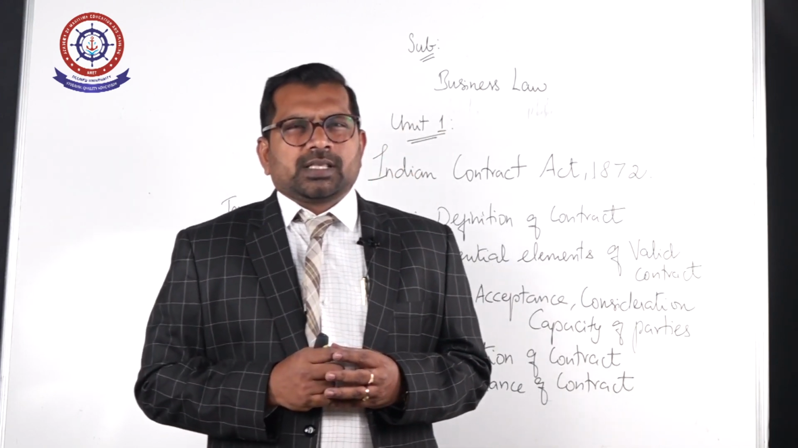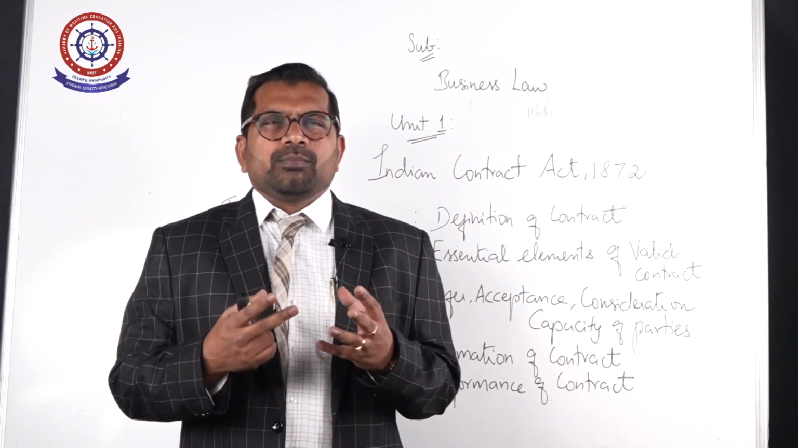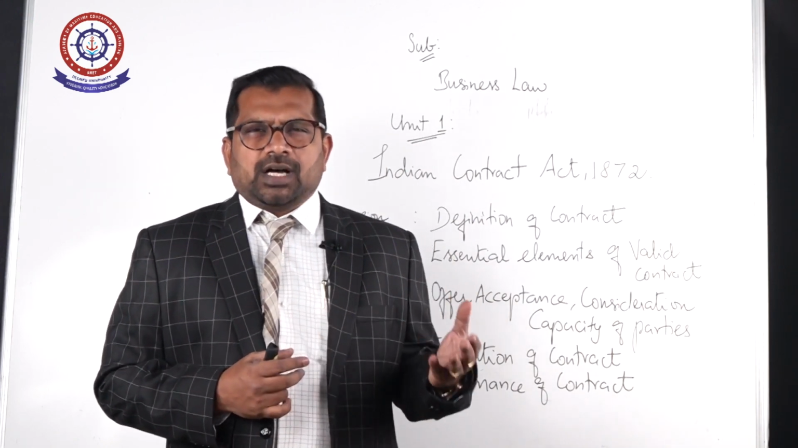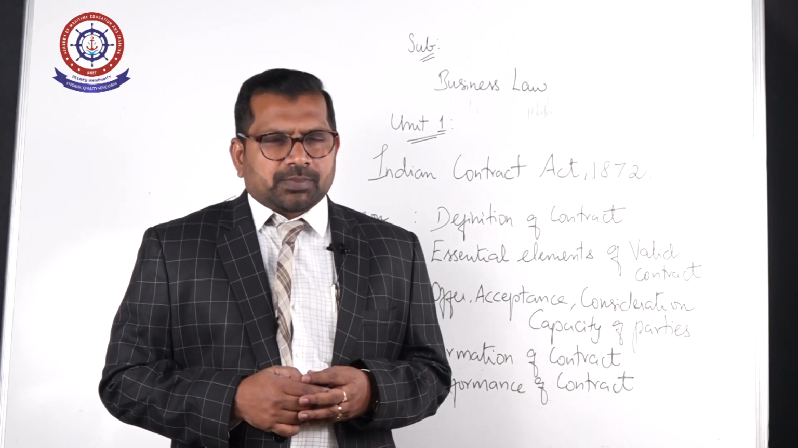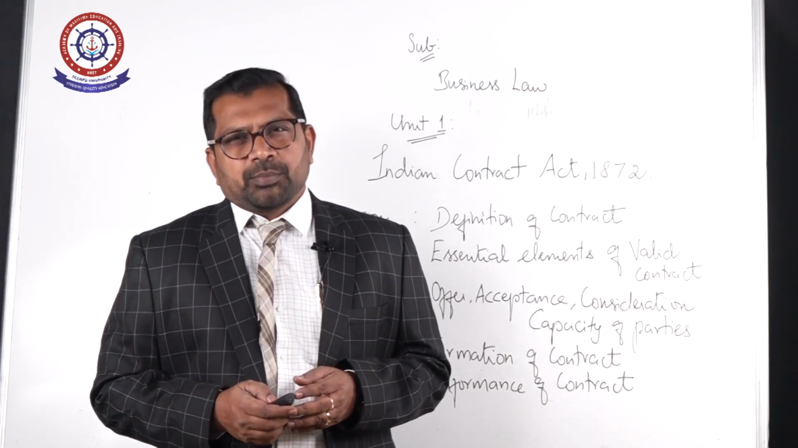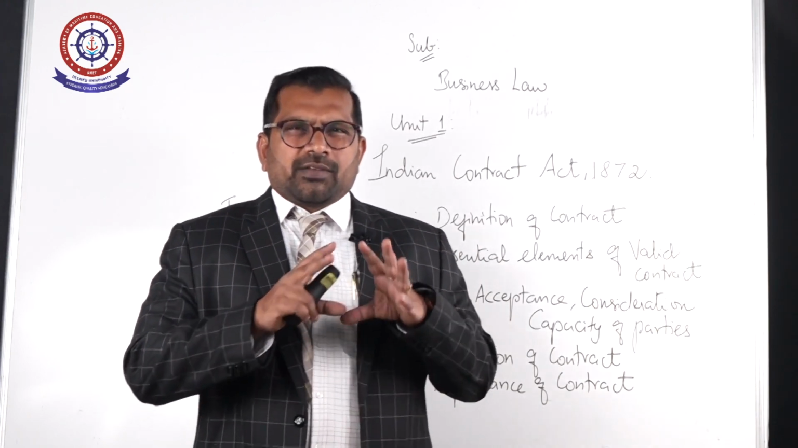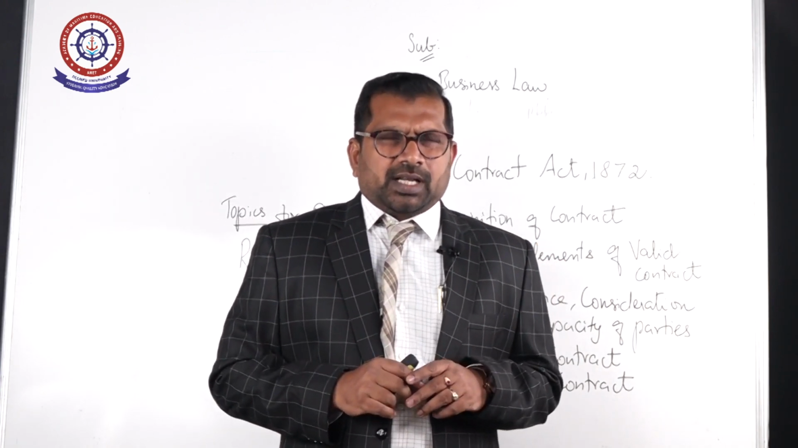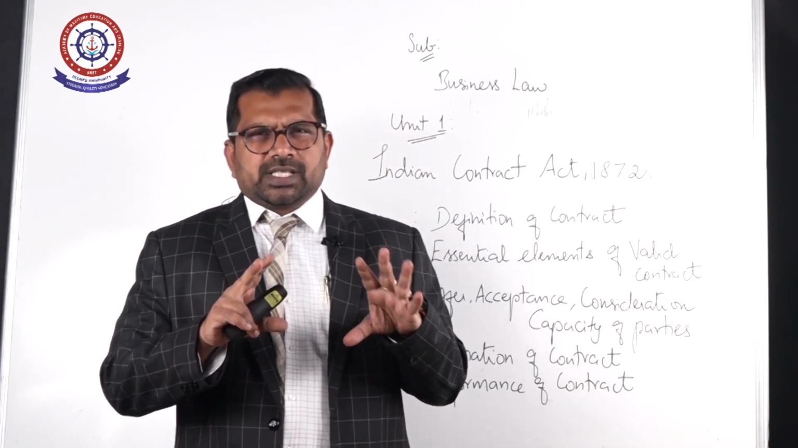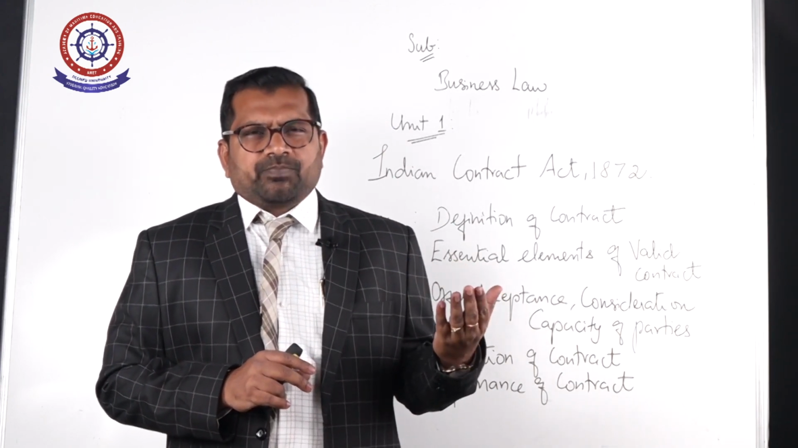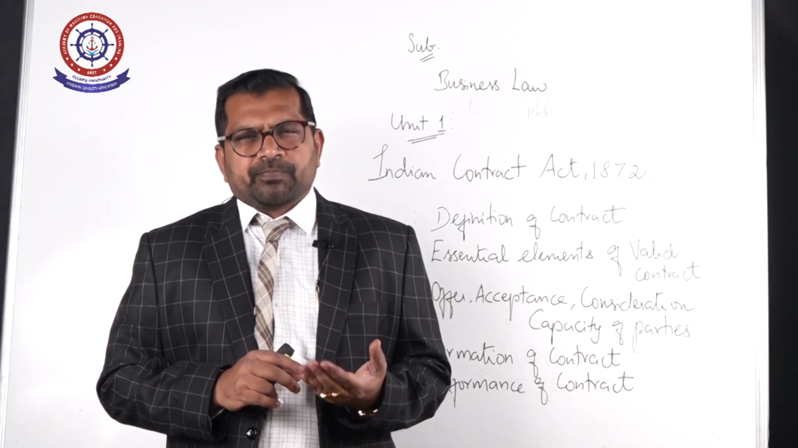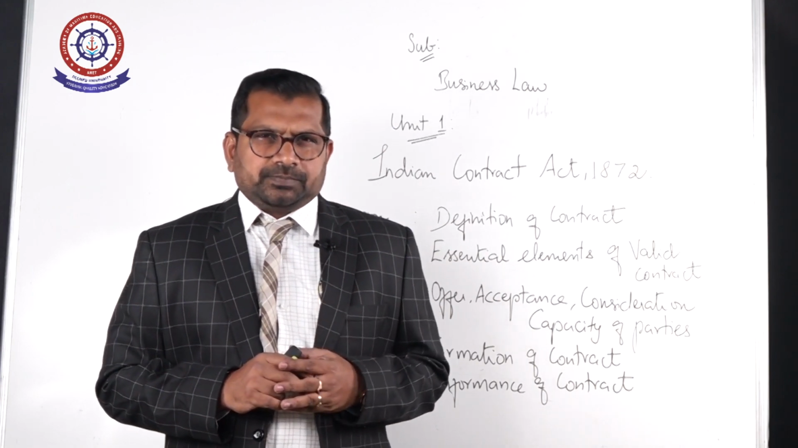In this contract, there are two important parties. One is the offeror, the person who is making the offer. Another is the acceptor, the person to whom the offer is made. Now there are various classifications of contract. Under classification, there are three major classifications: one is validity, another is formation, and another is performance.